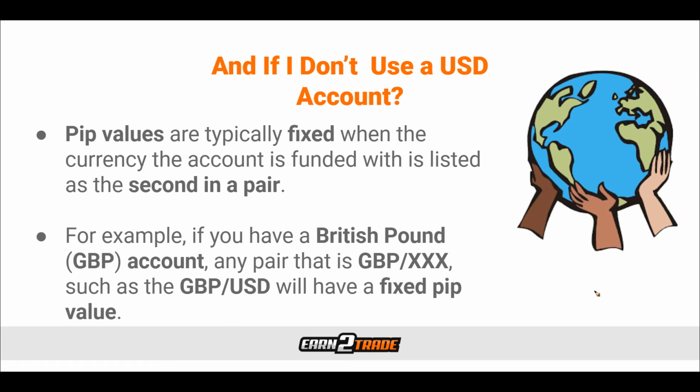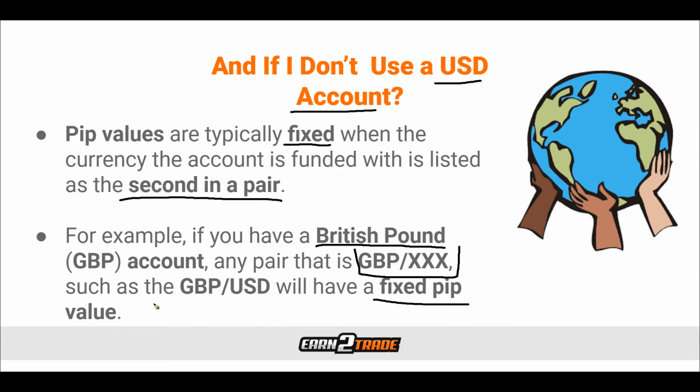You may be thinking, well, hey, Chris, don't be an ignorant American. What if I'm not using a dollar-based account? Well, don't worry, I've got an answer for you. So the thing is that pip values are typically fixed when the currency the account is funded with is listed as the second pair. For example, if you have a British pound account, okay, and any pair that would say be pound XXX, meaning pound anything like the pound dollar, as an example, that will have a fixed pip value.